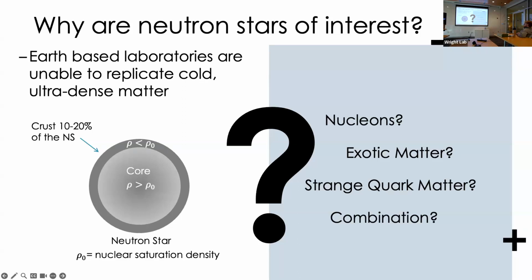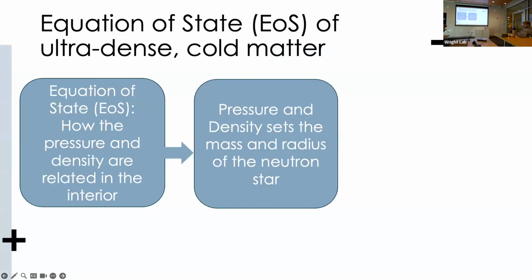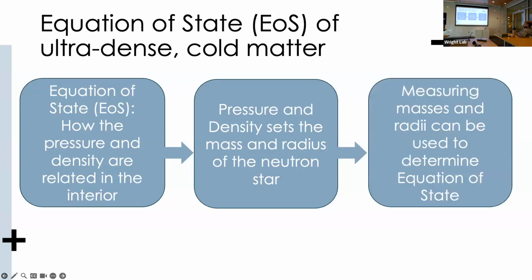And the only way for us to determine what the internal composition is is if we measure the equation of state, so how the pressure relates to the density. The equation of state is just going to define how the pressure relates to the density all the way throughout the neutron star itself, from the interior to the exterior. This pressure and density is microscopic, but it sets the macroscopic qualities like the mass and the radius of the neutron star. So observationally, by measuring neutron star masses and radii, we can backtrack the equation of state.